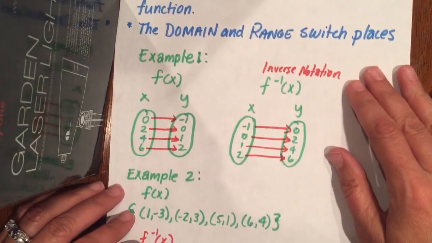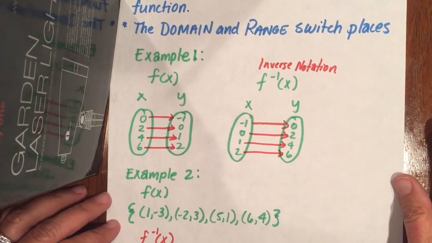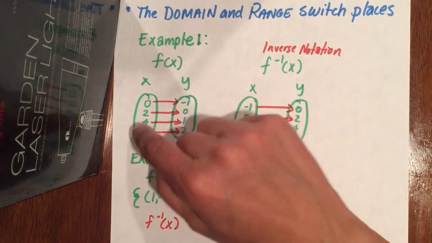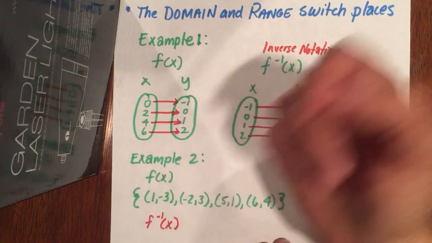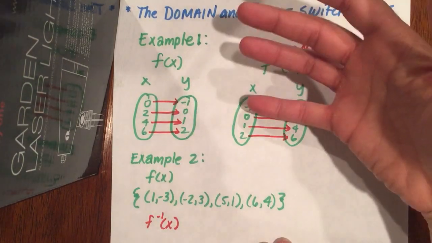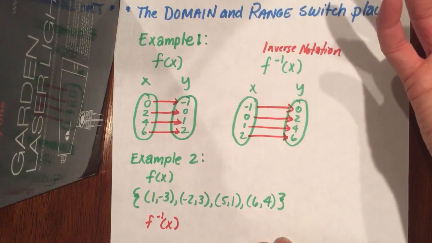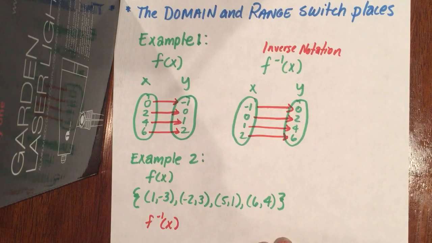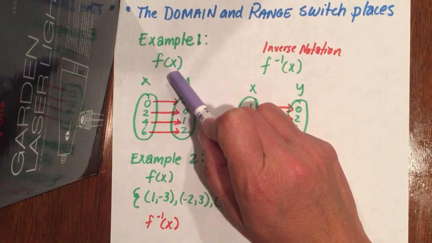So let's look at a couple of examples here. I'm going to look at the first one, which is example 1. If you look at example 1, what we have here is a mapping, and we've talked about mappings before. That's just another way of showing a function's input to output using the x and the y instead of using a table. It's basically a table in a different format. So let's look at our first one, which is f of x. This particular function is my regular function, f of x.